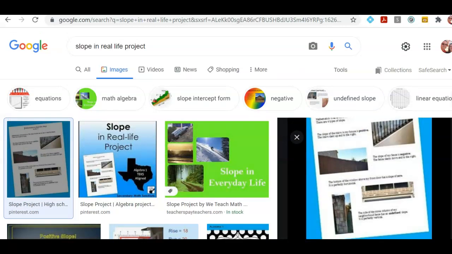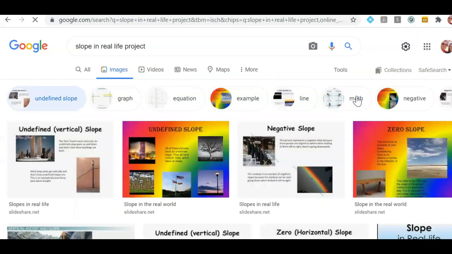And then, of course, you can talk more about the undefined slope and why it causes so much problem. If you're trying to ski, an undefined slope is like a cliff; if it's a roof, it's straight down. So you can get into that undefined slope a little bit. And again, if you don't want them to do it at home, have them go around your classroom and take pictures.